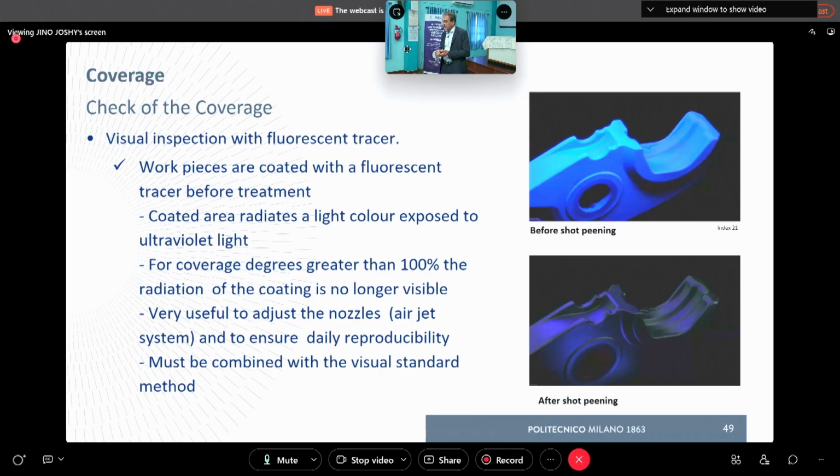This is combined many times with the visual standard method. Here you see the difference in the observation of a part that must be peened, before peening and what we can observe under exposure to ultraviolet light after shot peening. And you can imagine that if some part is not covered, indeed the reflection, the light, the color will be quite different, quite lighter. This way the possible weak parts can be easily detected.